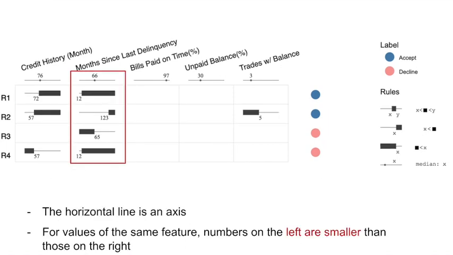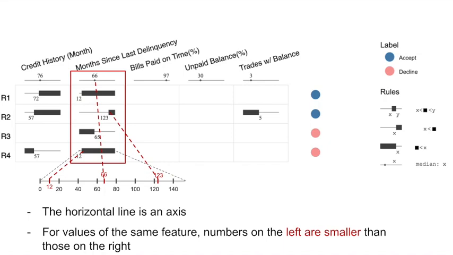Here, the horizontal line in each cell can be seen as a part of the axis for a feature. For cells in the same column, numbers on the left are always smaller than those on the right. For example, if we compare some numbers that appear in the second column, 12 is on the leftmost position among them because it is the smallest one.